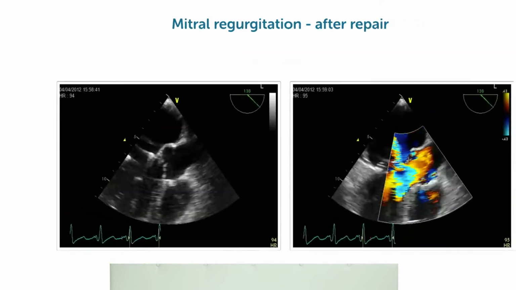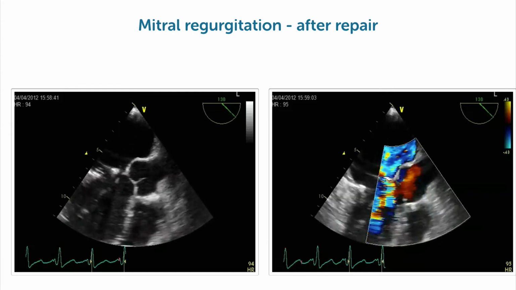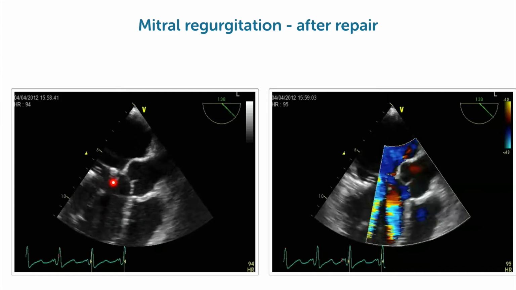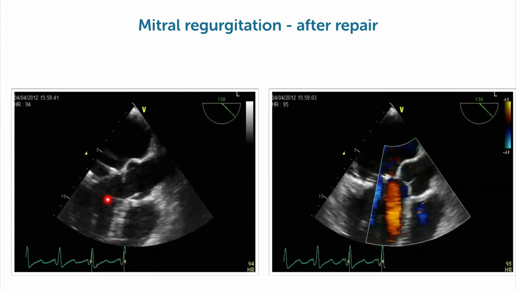This is a patient who already received repair of the mitral valve. How can you tell? Well, he has an annuloplasty ring in place. Those little bright echoes are, I would say, the transection of the annuloplasty ring. And inside we have the mitral valve. From a morphological point of view, it looks okay.